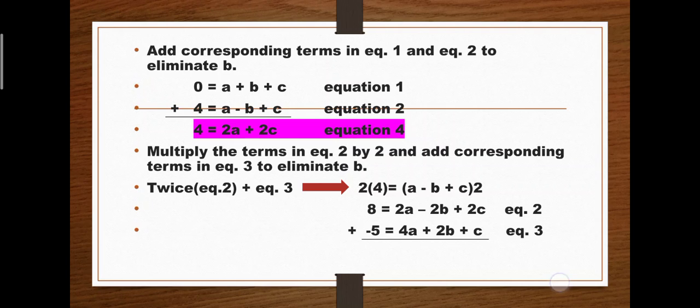So, i-add natin siya. So, ito, 8 plus negative 5 is positive 3. Yung white, yung tingnan nyo ha. Positive 3 din equal. Yung red naman, yung tingnan nyo, 2a plus 4a. 2 plus 4 is 6. Then, copy the variable a. Then, ito, negative 2b plus positive 2b. They don't have the same sign, so 0 na siya. Eliminate na yung b. Then, 2 plus 1 is 3. Then, copy the variable c. So, 3 is equal to 6a plus 3c. Yan yung equation 5 natin.